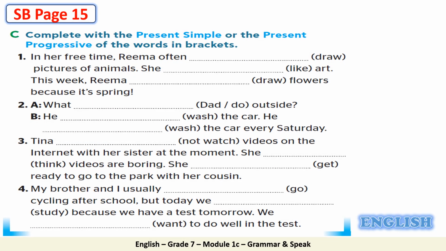Now let's move to exercise C in your student's book, page 15. Let's read the given instructions. C. Complete with the present simple or the present progressive of the words in brackets. I will do the first one for you as a model example. 1. In her free time, Rima often draw pictures of animals. The correct answer is draws. Note that we have the word often here, and often is one of the key words that is used with the present simple. Rima is a singular subject, so the correct answer is draws. Kindly pause the video and have some time to work it out.